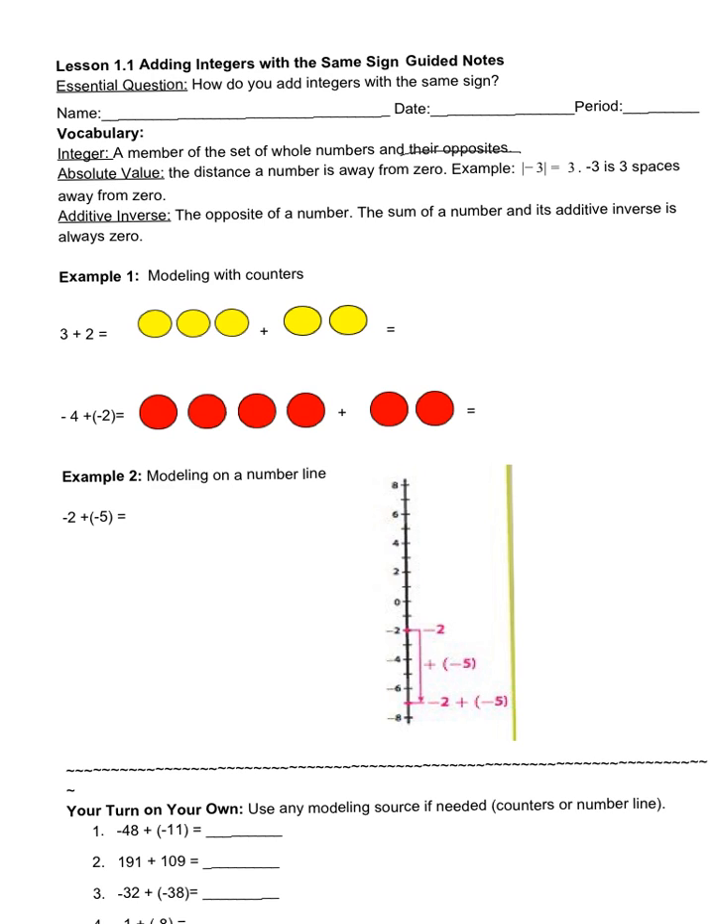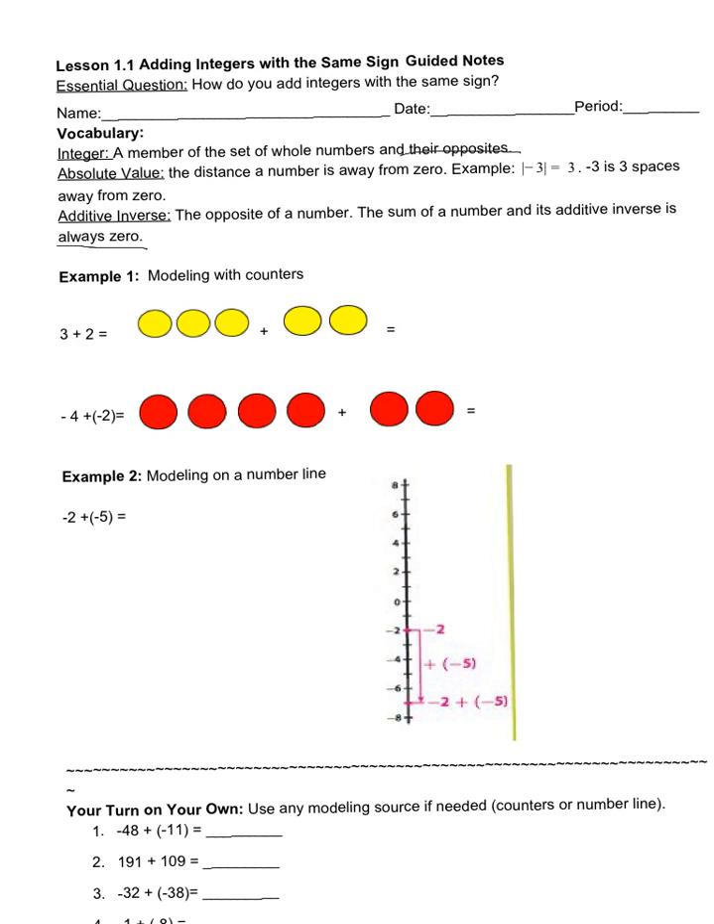Absolute value. Absolute value is the distance a number is away from zero. So for example, the absolute value of the number -3 is 3 because it is 3 spaces to the left of 0. Our last vocabulary word is additive inverse, which is the opposite of a number. And whenever you add a number and its opposite, the sum is always 0.